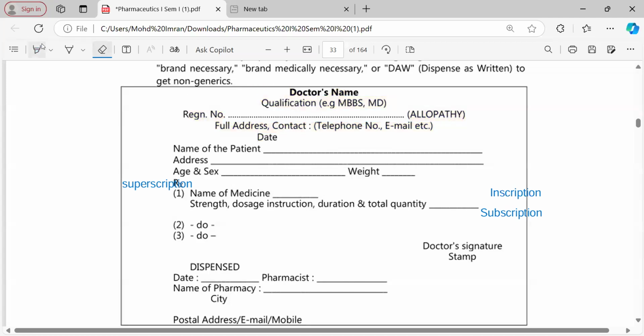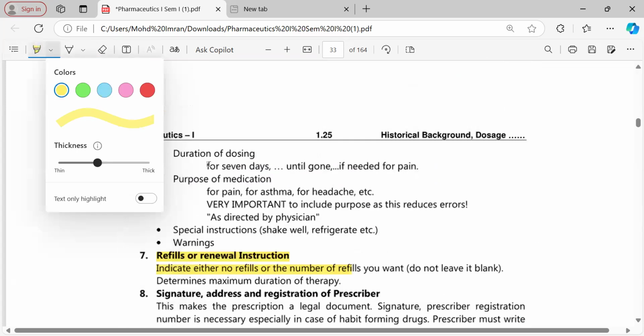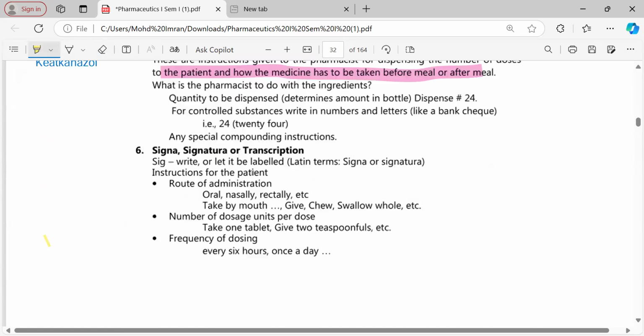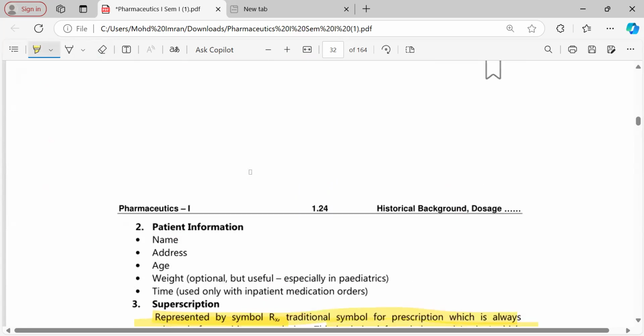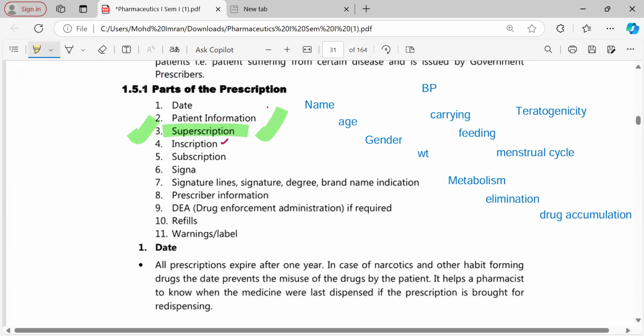Except the date and name of the patient. If you're missing anything, like the gender of the patient, it will lead to an error. If you are missing the weight of the patient, it is going to lead to an error, right? If you are missing main important parts in the superscription, subscription, and inscription, the body of the prescription, any mistake is going to cause errors, especially about the dosage forms, strength, frequency, which should be mentioned carefully.